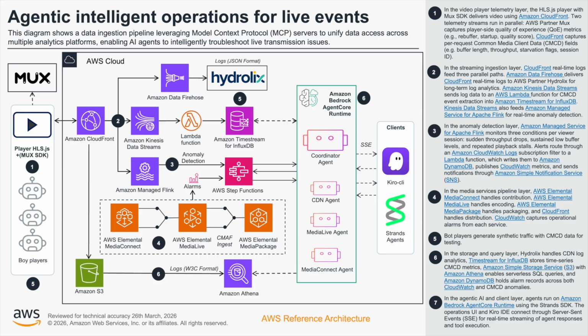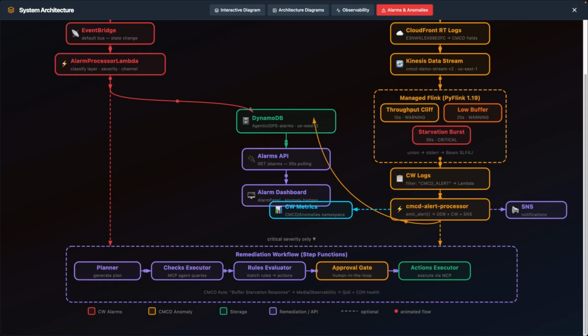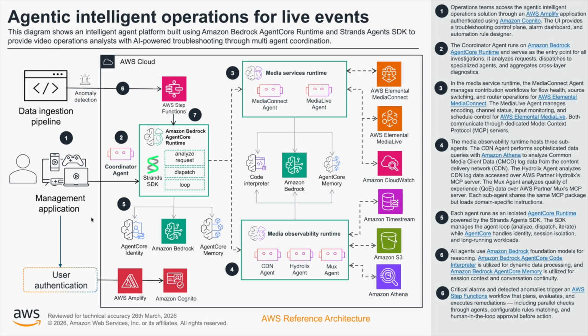Data flows from the video player through 3 parallel analytics paths: Hydrolix for long-term CDN log analytics, InfluxDB for real-time CMCD metrics, and Apache Flink for anomaly detection. When anomalies are detected, they automatically trigger agent investigations. At the center is Amazon Bedrock AgentCore Runtime, with the AWS Strands SDK.